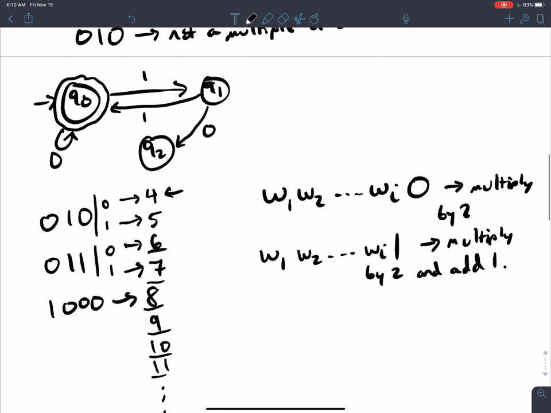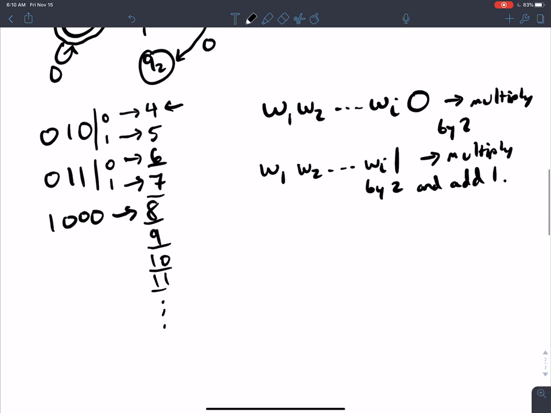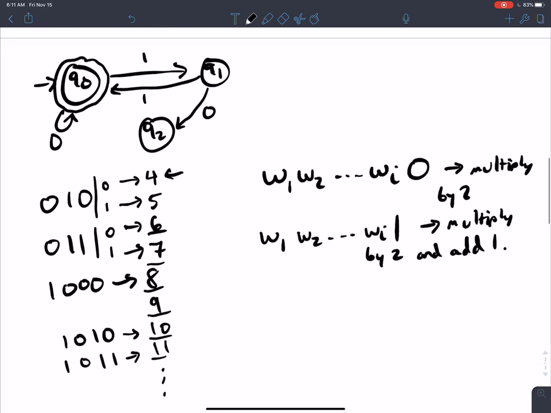Okay, so let's do Q2. For that reason, let's look at 5. So that's 1, 0, 1. And 10, which is 2 times that number, is 1, 0, 1, 0. And 1, 0, 1, 1 is 11.